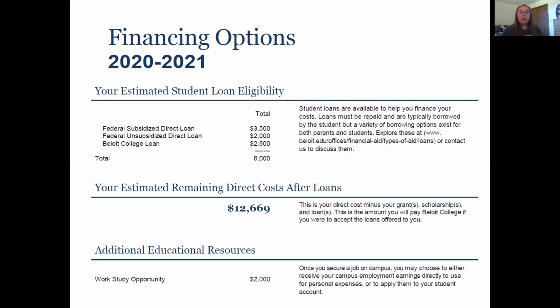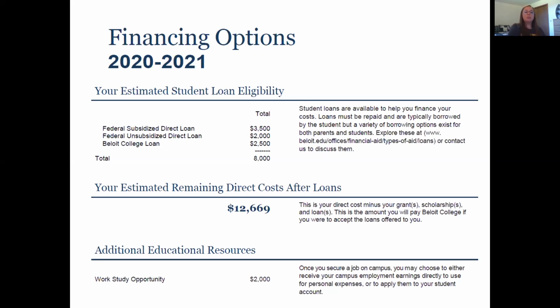So in the financial aid offers, we've done the math for you. So on the previous page, it would have shown you your out-of-pocket cost before student loans. And then this page is showing you the loans that you automatically qualify for. And we're subtracting those loans from your out-of-pocket to give you your estimated remaining direct costs after loans. So if you were to take the loans listed there, then that number below, that $12,669, that's the leftover amount after the student has accepted the $8,000.